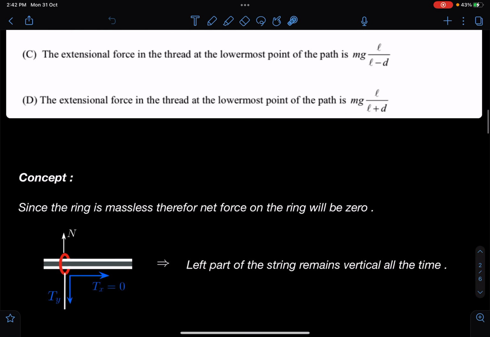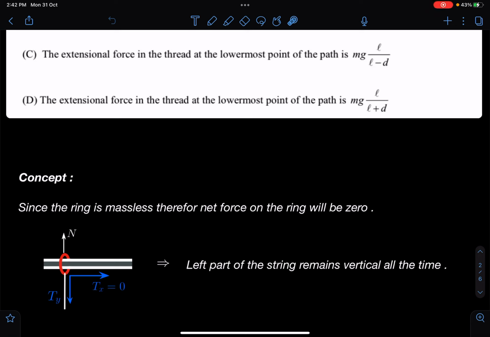Concept wise, since the ring is massless, the net force on the ring will be zero. Massless bodies may have finite acceleration, and it will be governed by the constraints. Massless body doesn't mean infinite acceleration. Please remember, it simply means net force is going to be zero. Acceleration may take any value depending on the constraints or limitations of the problem.